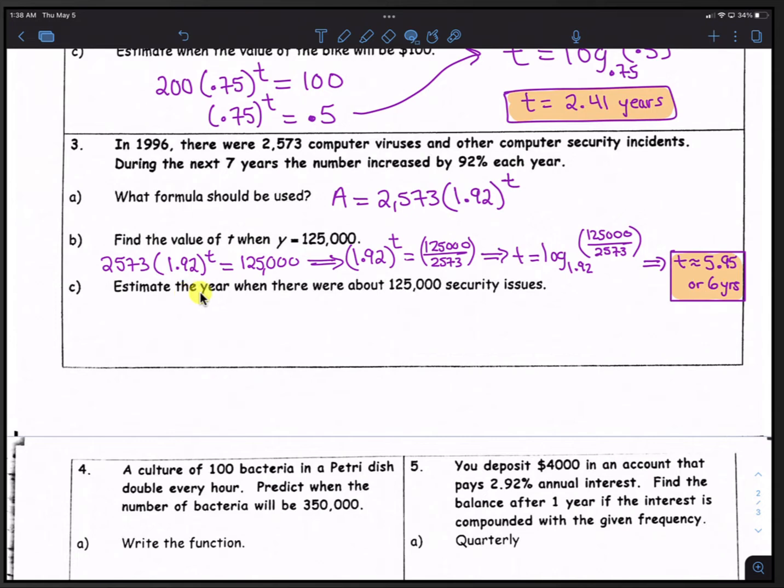And now part C, estimate the year when there were about 125,000 security issues. Well, we started in 1996, and 6 years has gone by, so 1996 plus 6 is 2002, so that would be the year.